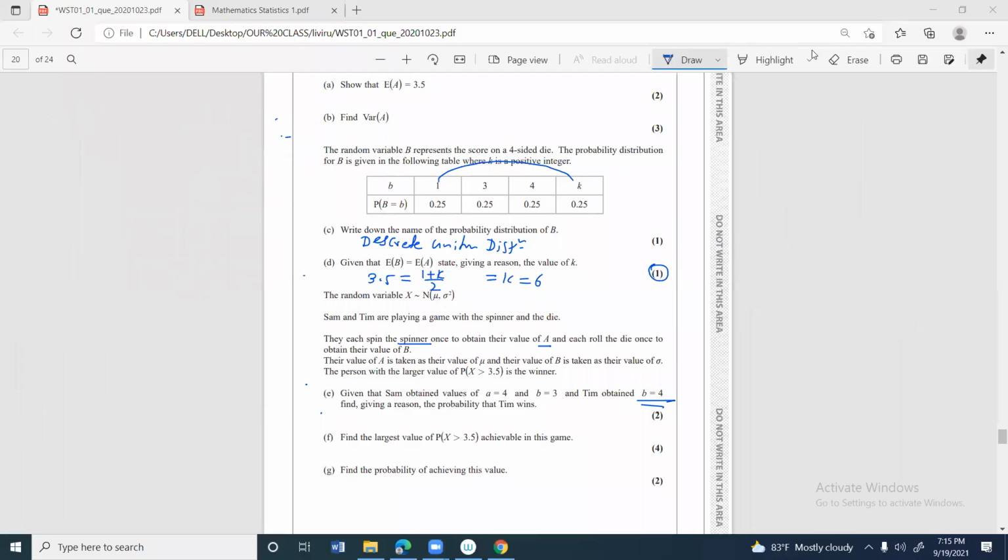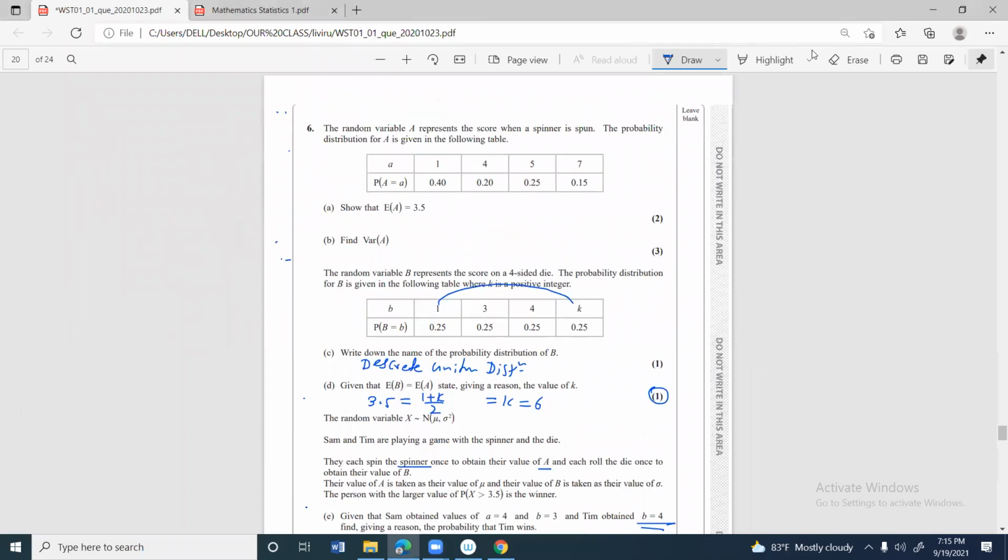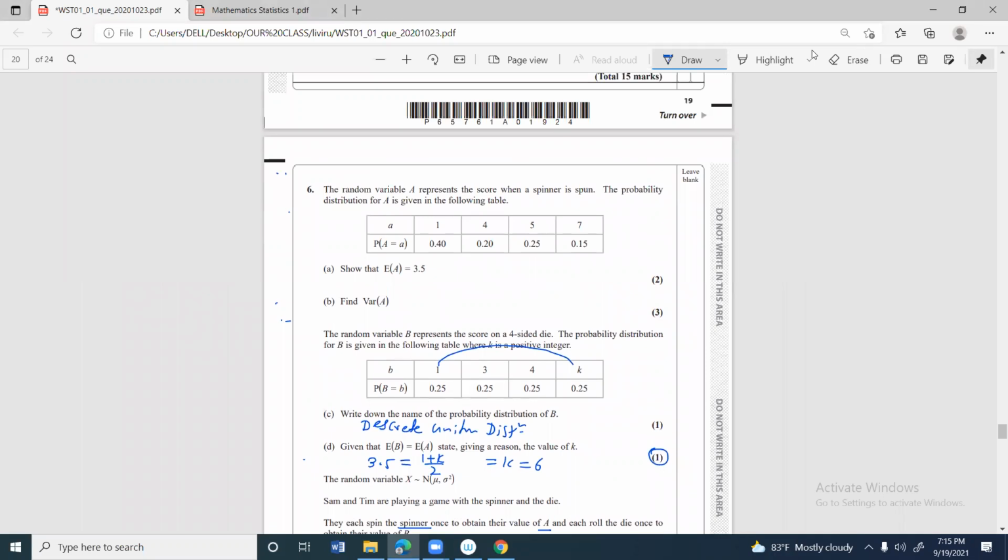Okay, right. Then find the probability of achieving this value. To achieve this value, what is the requirement? A should be 7 and B should be 1. That's a condition I should satisfy. So therefore, the probability of A being 7 is 0.15 and B being 1 is 0.25. So the answer should be 0.0375. To get the highest probability for that, this should be satisfied and this should be the probability for that. That's the way of getting this answer.